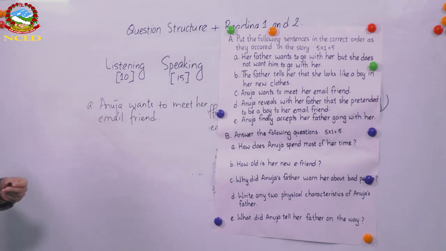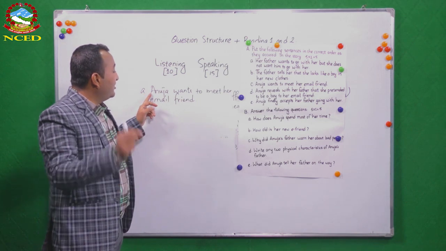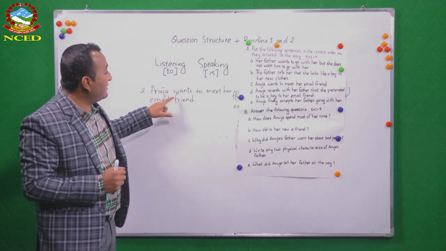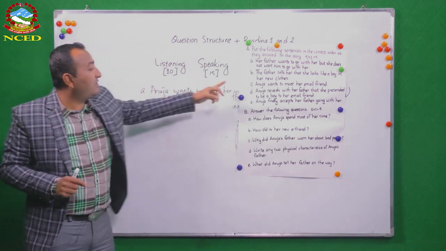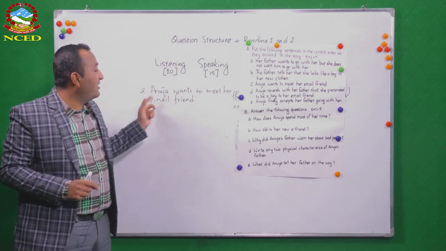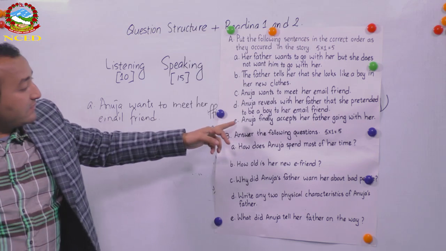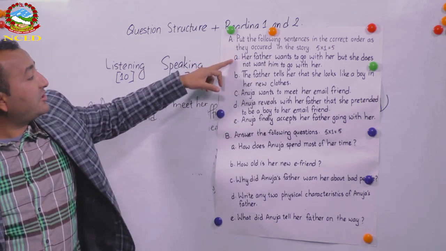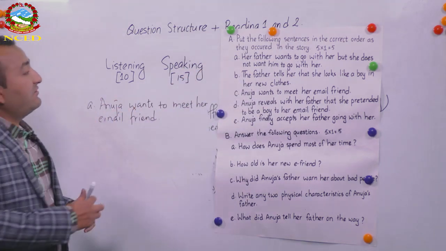Only they give the numbering. It will not help you to get the marks. So please try to copy the sentences. If the sentence from question C comes first, then write down A for this sentence and copy the sentence from C. And then what comes second? Then, her father wants to go with her, but she does not want him to go with her, right? So now write down this one.